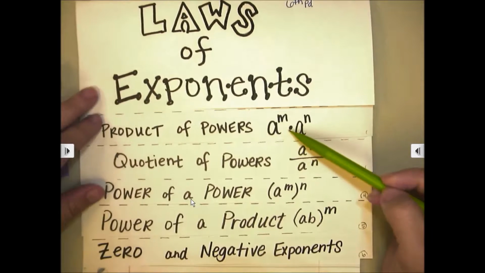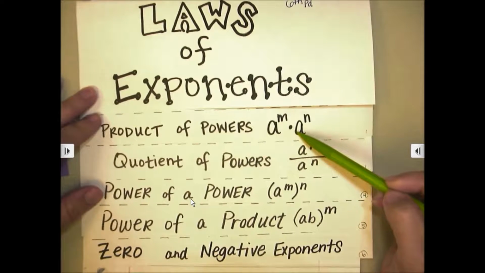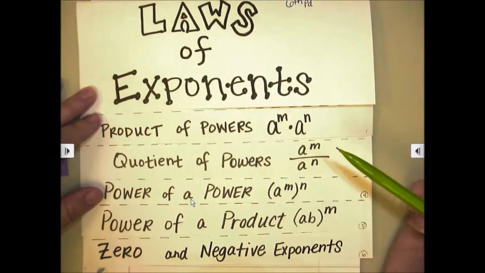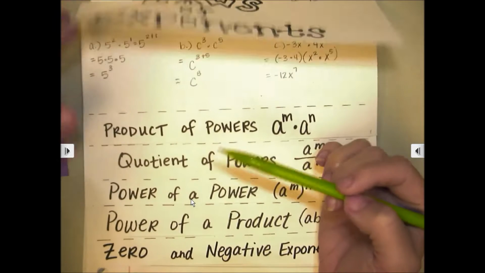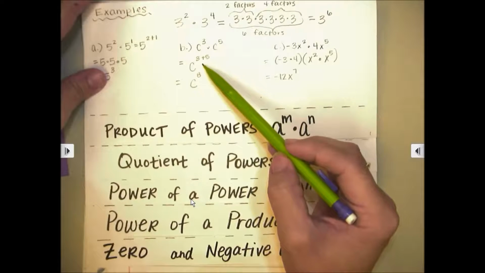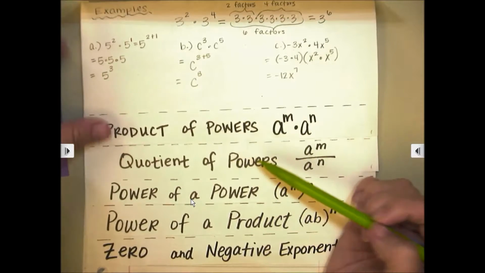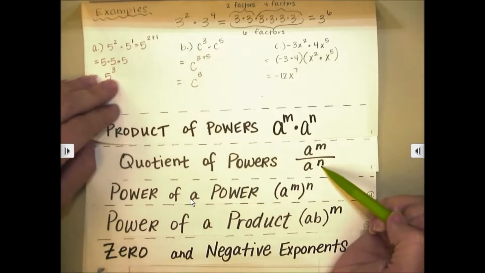Yesterday we did product of powers, and we had to notice that you had the same base. What did you do to these exponents? You added, okay. Did quotient of powers. What did you do to these exponents? You had to subtract them.